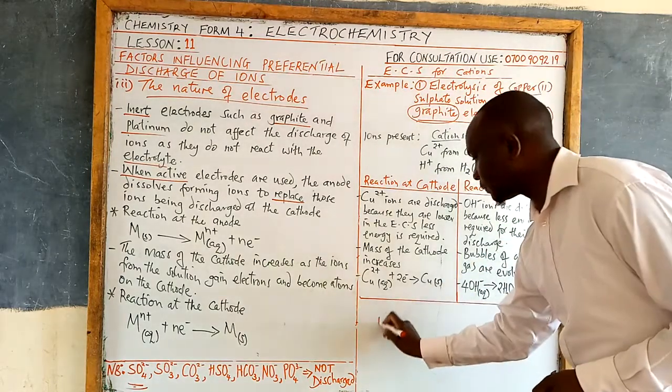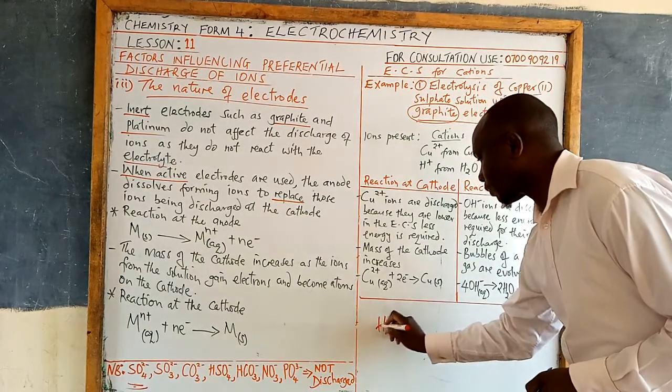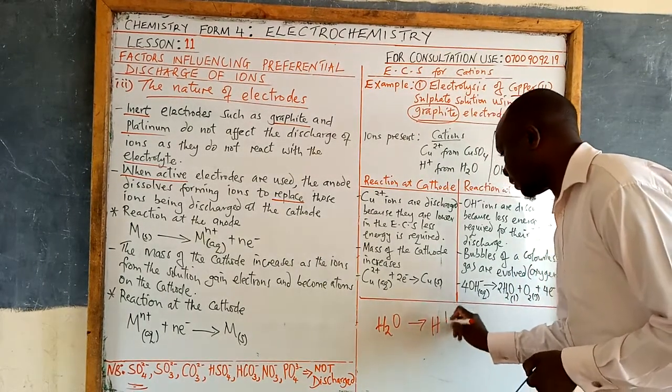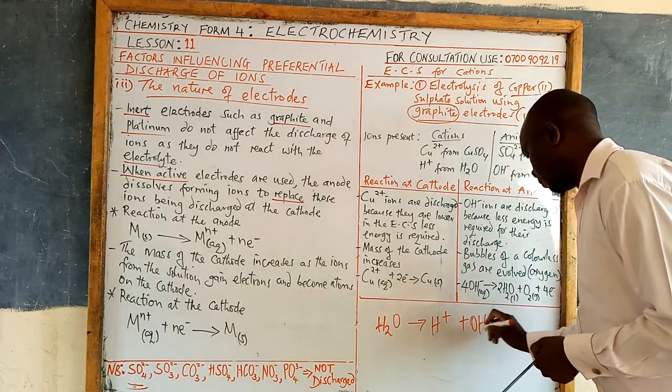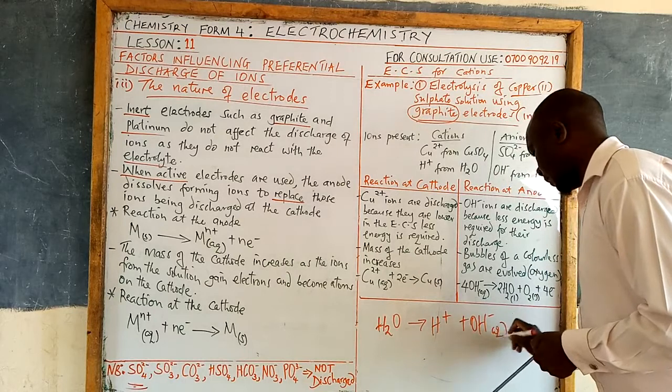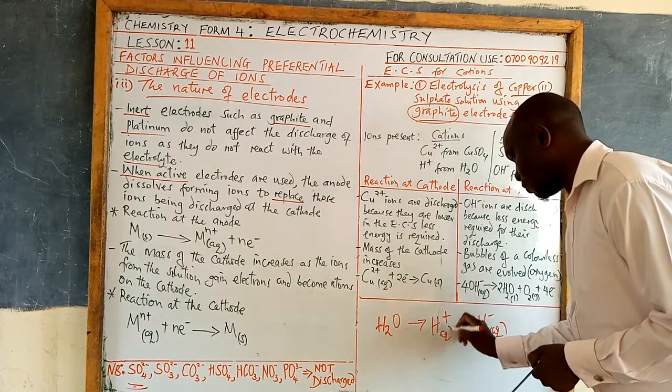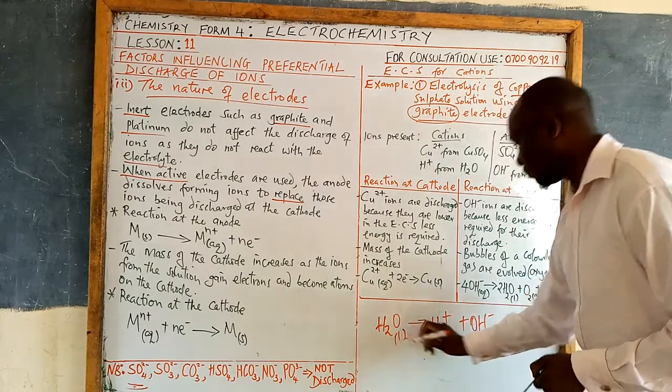So these are the ions that are formed from water upon dissociation. The hydrogen ions come from water, and the hydroxide also from water. Sulfate ions come from the salt, copper 2 sulfate. So what will be observed at the cathode?